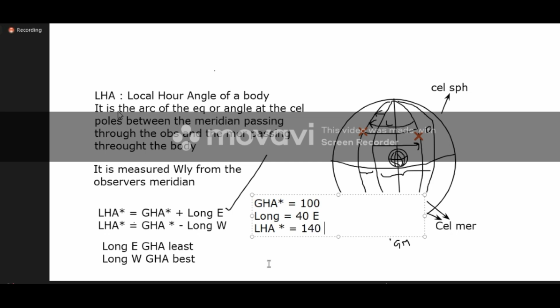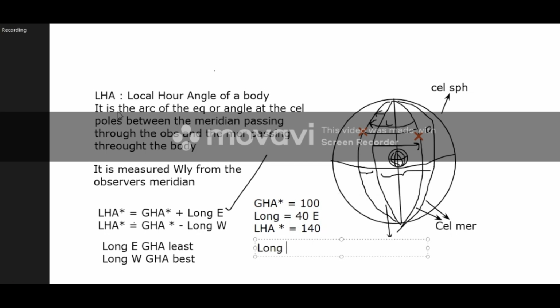इसमें east west नहीं है. And if longitude is equal to 40 degrees west, then longitude with GHA best. So to find LHA, we subtract. So LHA is equal to 60 degrees. Let me know when we can move on ahead. Anybody did not understand, please tell me.